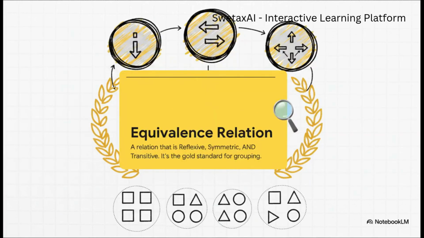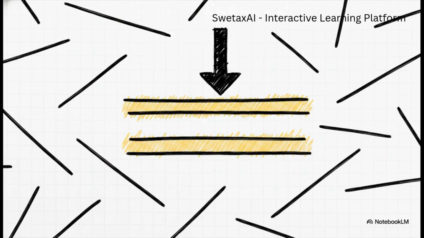Now, a relation that actually manages to clear all 3 of these hurdles, that is reflexive, symmetric, and transitive, earns a very special name. It's called an equivalence relation. And this is the gold standard, the ultimate tool for sorting things into perfect, well-defined categories. Okay, theory's cool, but let's put this to the test with a classic example from geometry.